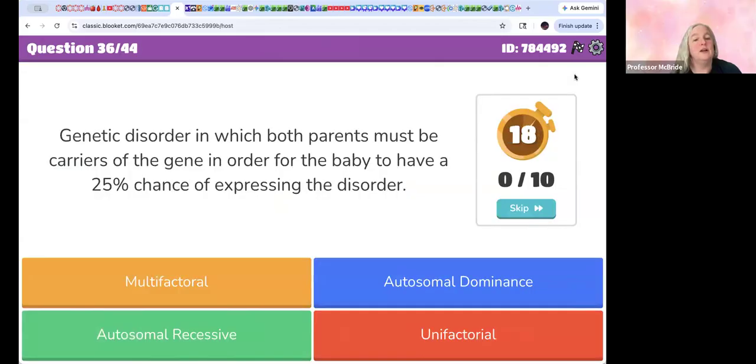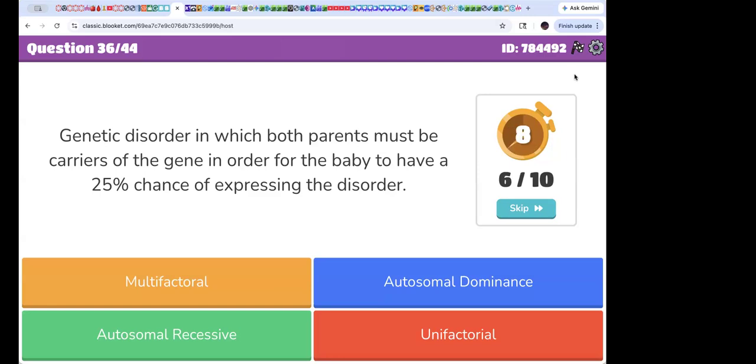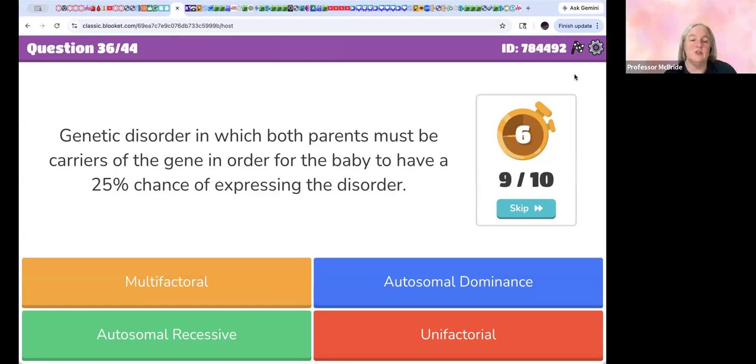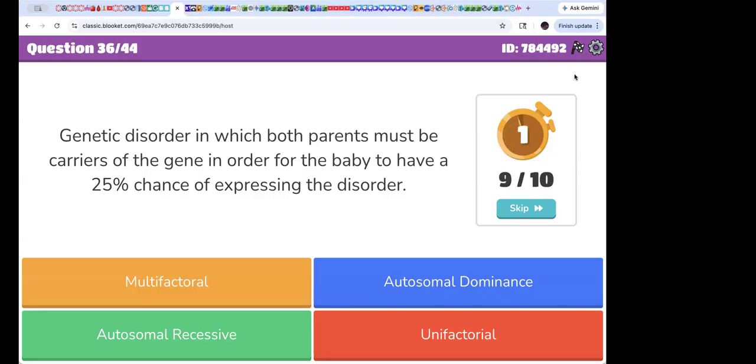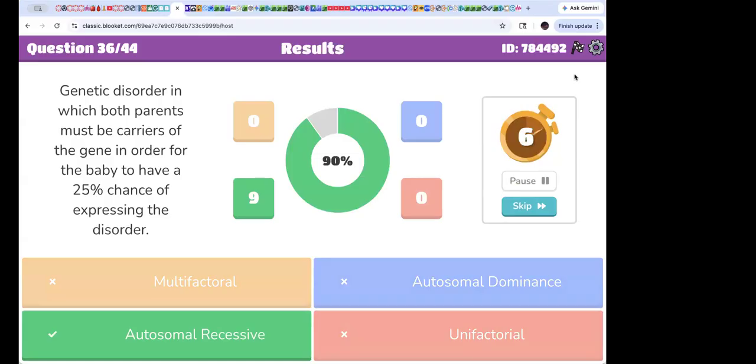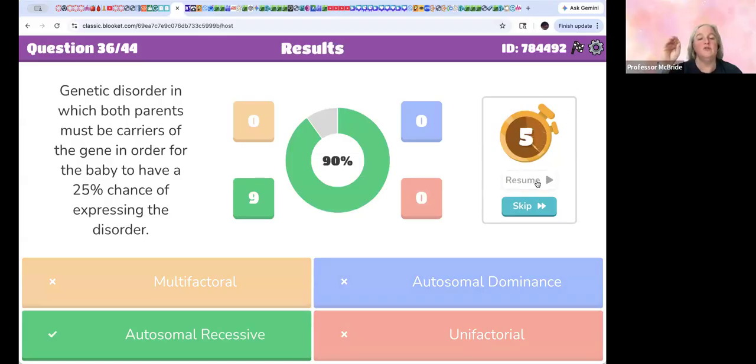A genetic disorder in which both parents must be carriers of a gene in order for the baby to have a 25% chance of expressing the disorder. So this is like your dominant and your recessive genes. Your recessive has to have both genes of the pair in order for it to present itself.